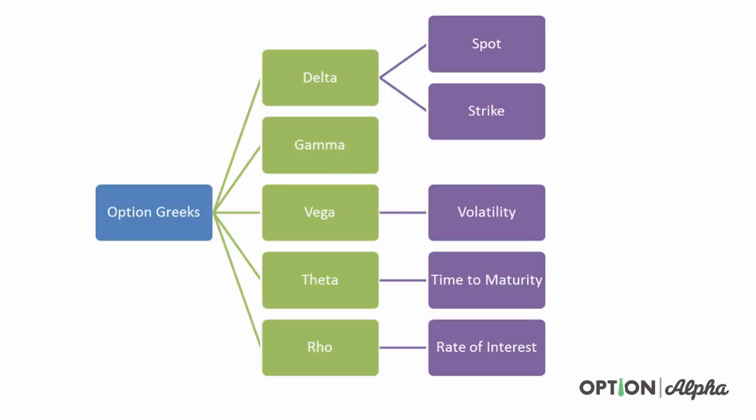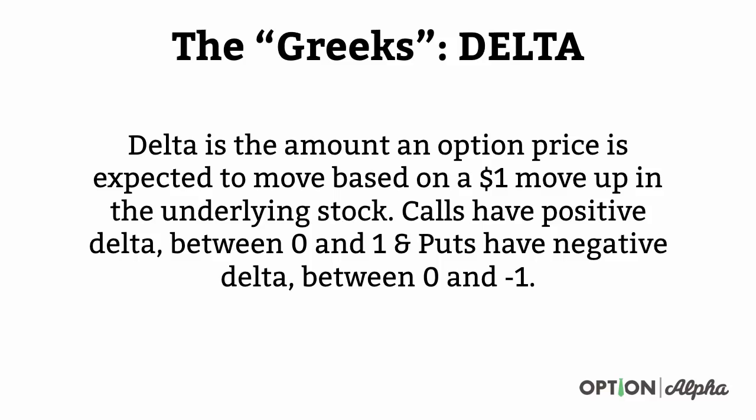Okay, so let's get a little bit deeper here and talk a little bit more about delta. And we'll go through delta, gamma, theta, and vega and go through some really clear examples using some live pricing at the time I'm doing this video.